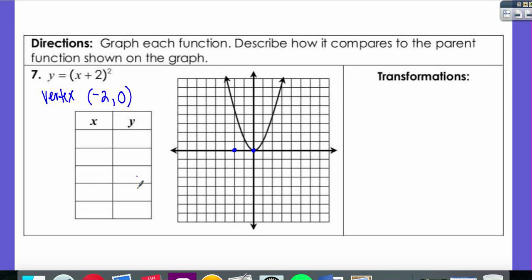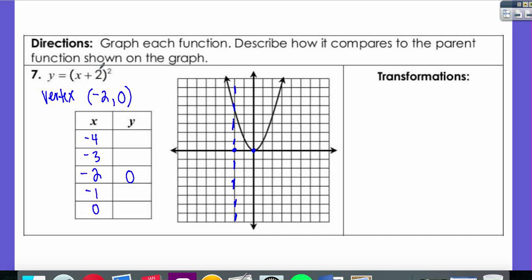We are going to fill in the points just to remind ourselves how to do that. We know our vertex is at the point (-2, 0). In our transformed function, the axis of symmetry goes through x equals -2. So we need to pick some points on either side. I'm going to pick -3 and -4 above it, and -1 and 0 below it.